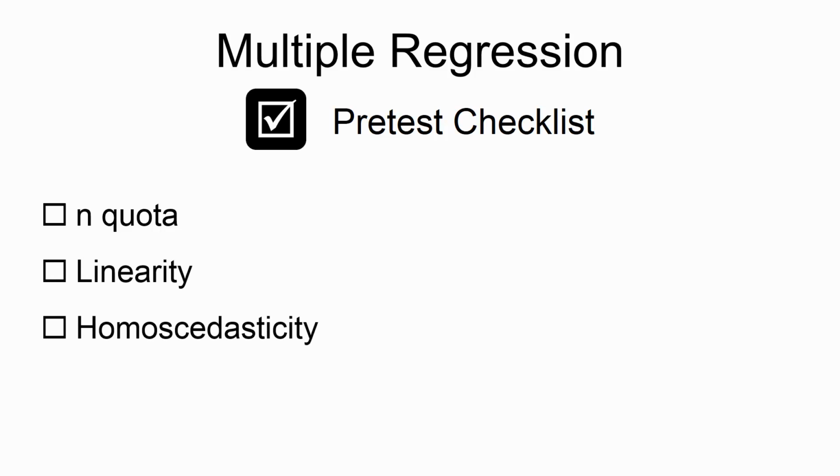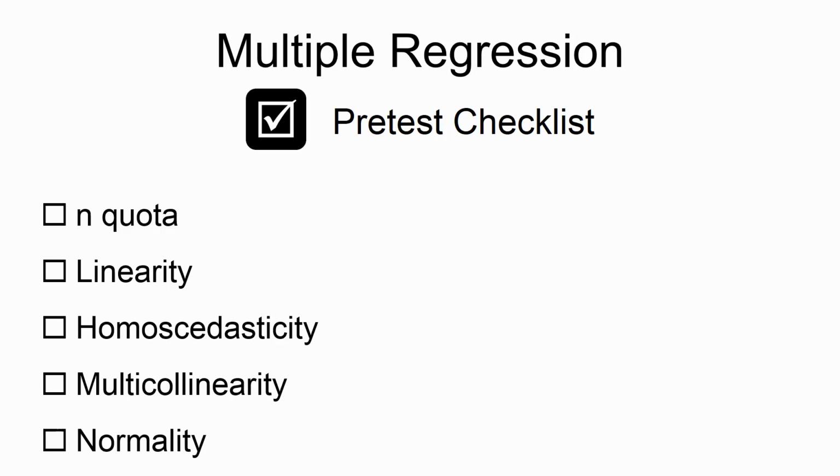Multiple regression has 5 pretest requirements: N quota, linearity, homoscedasticity, multicollinearity, and normality. We'll check for N quota and linearity now. We'll assess the remaining 3 when we run the multiple regression. First, we'll derive the minimum required N quota, then we'll compare that to the N in the database. We'll use this same method to assess the N quota for logistic regression.